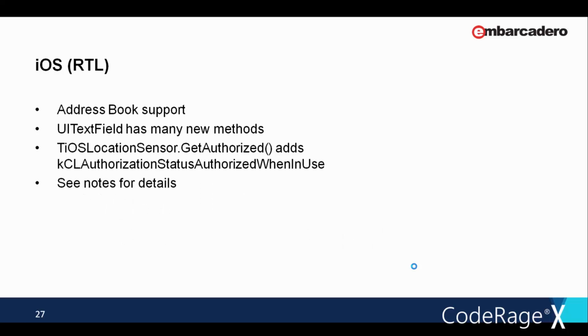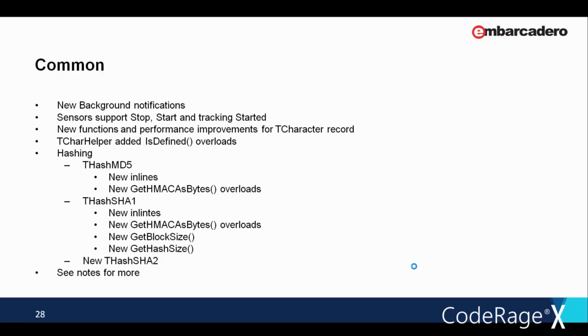For iOS, under the RTL folder, the address book support has been added. The UI text field has a bunch of new methods for selection and mouse stuff for touch. The iOS location sensor get authorized method calls adds a authorization status authorized when in use, and there's more information in my notes that stuff gets a bit lower level.